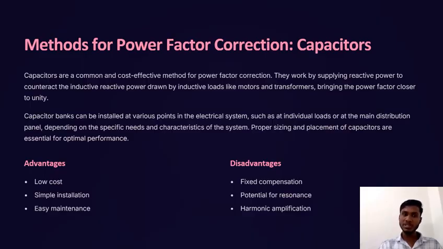Capacitor banks can be installed at various points in the electrical system, such as at individual loads or at the main distribution panel, depending on the specific needs and characteristics of the system. Proper sizing and placing of capacitors are essential for optimal performance. The advantages of using capacitors are low cost, simple installation, and easy maintenance, and some of the demerits are fixed compensation, potential for resonance, and harmonic amplification.